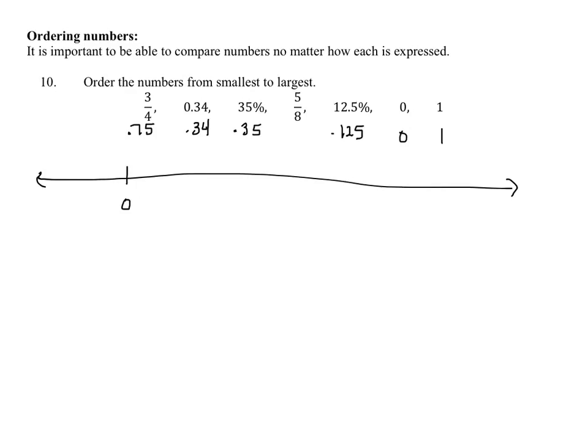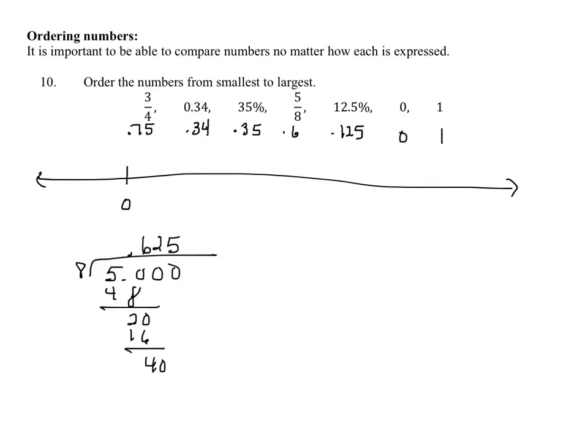But what about 5/8? Well, down here we can do it. 8 goes into 5.000, I think I'll need 3 zeros. 8 goes into 50 6 times, 48. 20. 8 goes into 20 twice, 16. Yay! 8 into 40 goes 5 times, 0.625. And now I can put them on the continuum here.